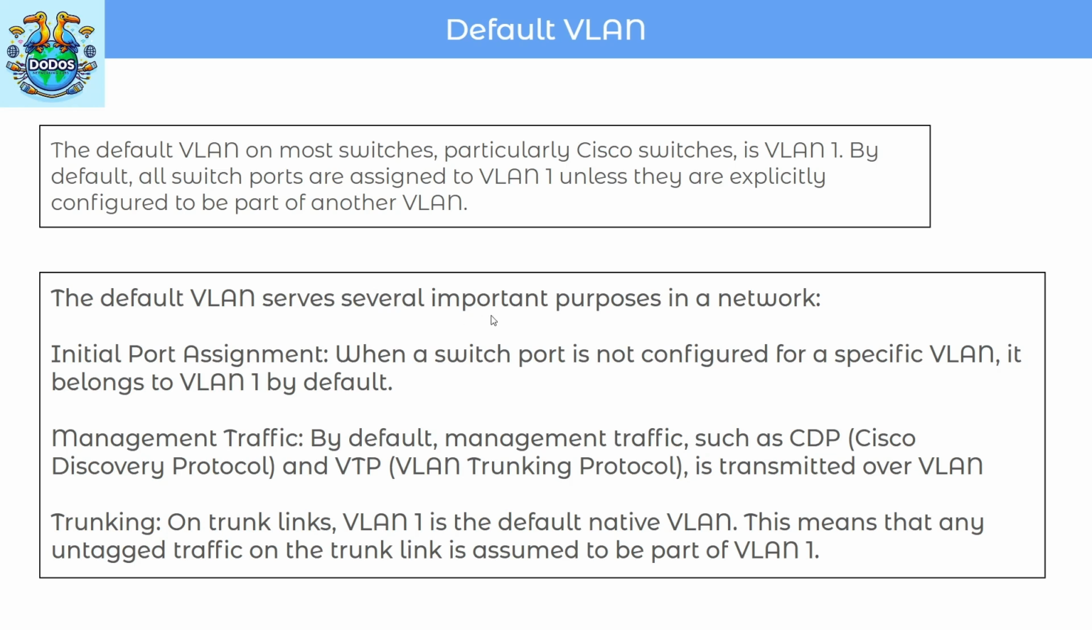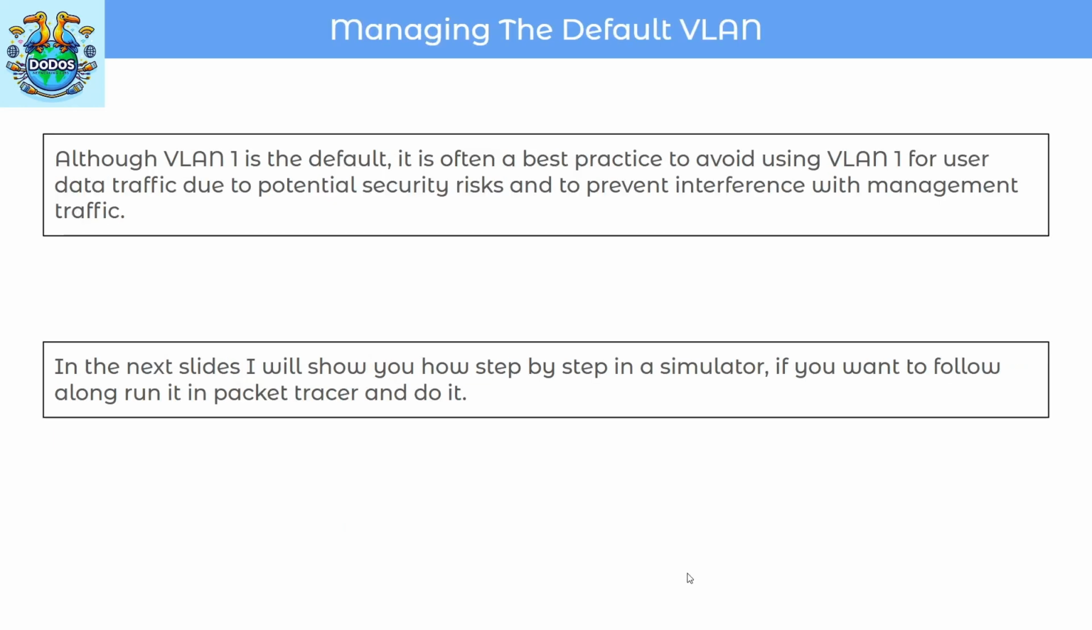The default VLAN serves several important purposes in a network. First, initial port assignment, because when a switch port is not configured for a specific VLAN, it goes into VLAN 1 by default. Second, management traffic, because by default management traffic such as CDP, Cisco Discovery Protocol, and VTP, VLAN Trunking Protocol, is transmitted over VLAN 1. And then trunking, on trunk links, VLAN 1 is the default native VLAN, which means that any untagged traffic on the link is assumed to be a part of VLAN 1.